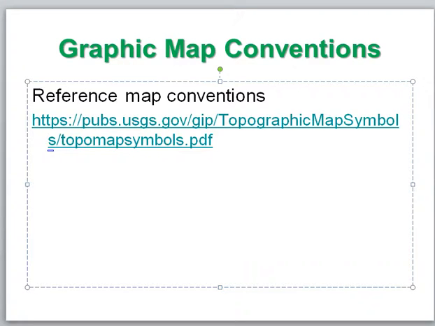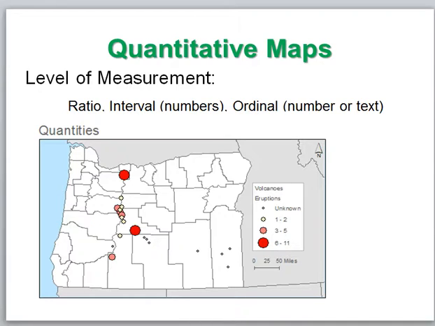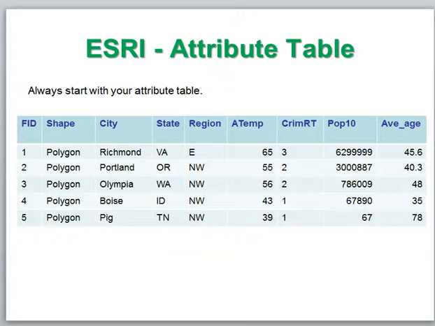So let's finish up here the quantitative maps. So remember, when you're mapping quantitative data, the level of measurement is either ratio, interval, or ordinal. So here is the map of volcanoes. I'm mapping numeric data that's showing the magnitude of each of these eruptions. So always start with your attribute table. So you want to be able to identify what is the level of measurement in these attributes.